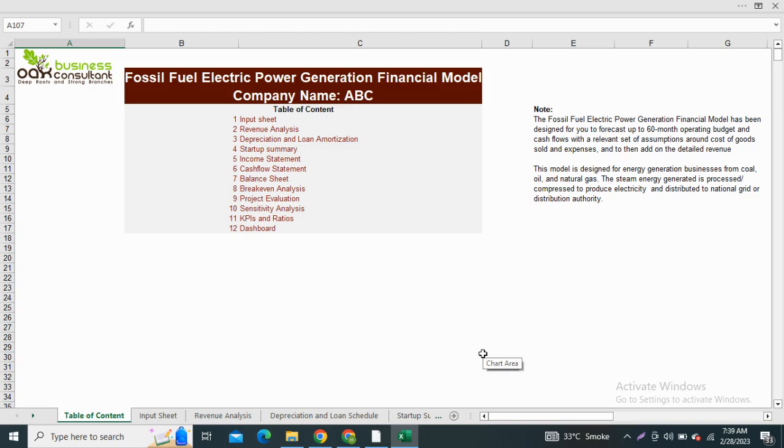The steam energy is generated, which is processed and compressed to produce electricity and distributed to the national grid or the distribution authority. The table of contents includes the input sheet, revenue analysis, financial statements, and the dashboard for the visual representation of your financial performance.